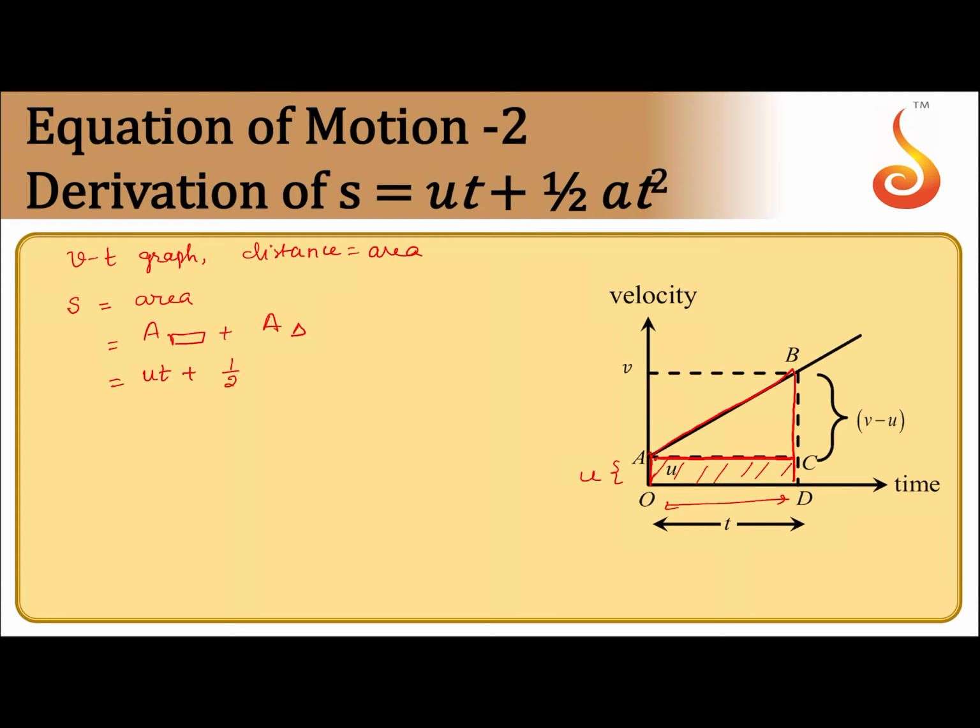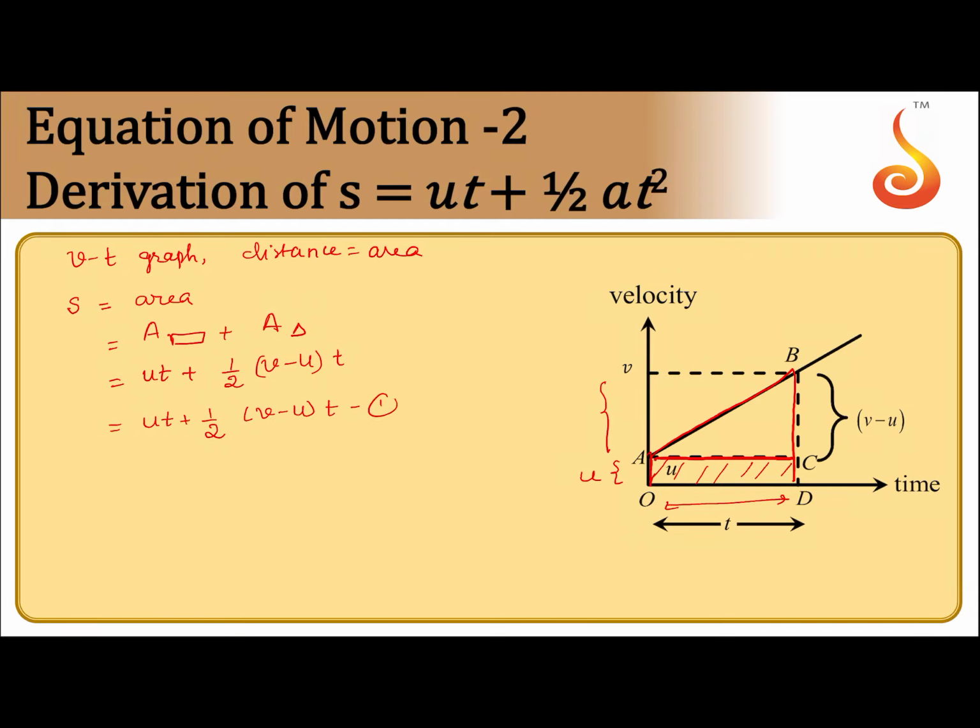Area of the triangle is half into base into height. So, let us consider this half into. What is the height of this triangle? The height of this triangle is v minus u into base is t. Let us simplify it further. ut plus half. Now, we need to simplify this part, v minus u into t.